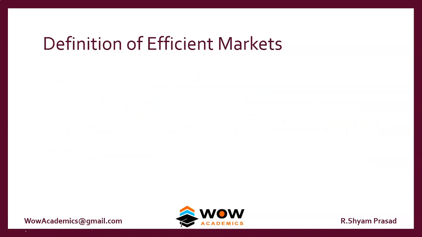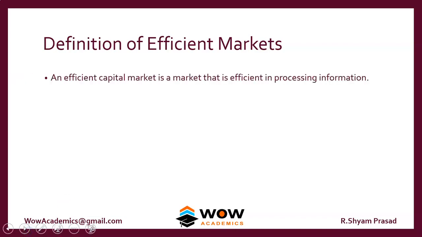So in order to understand the efficient market hypothesis, we'll first understand the definition of efficient markets. An efficient market is one which is efficient in processing information. Whenever there's news about the company, can it digest the information and price the share accordingly? The more perfectly the market is able to analyze the information and price it accordingly, the more efficient the market is called.